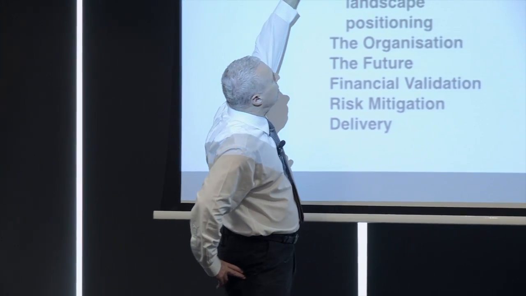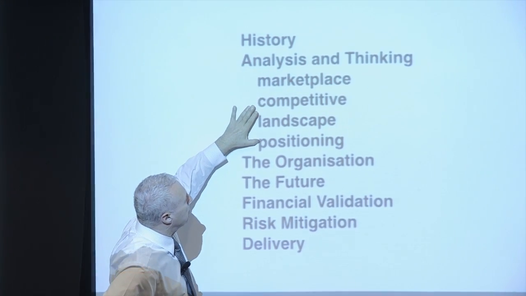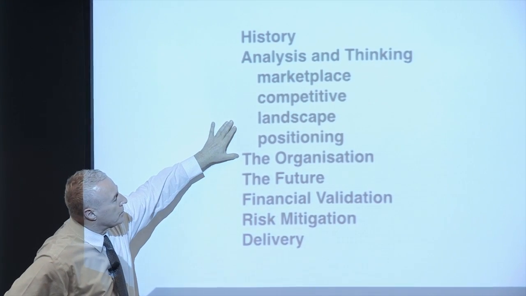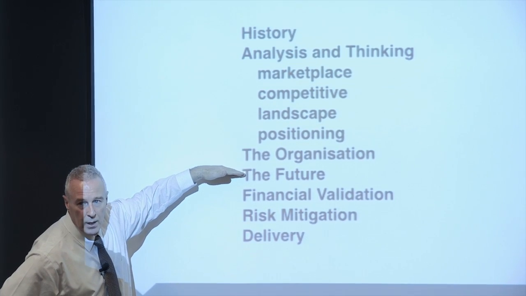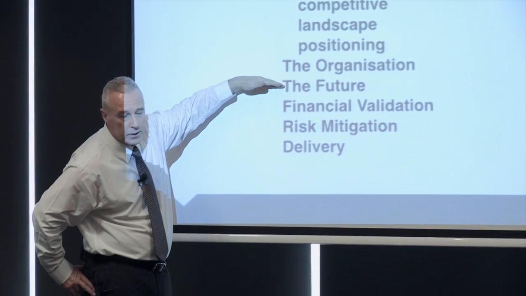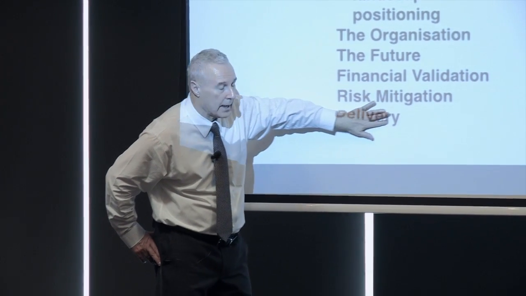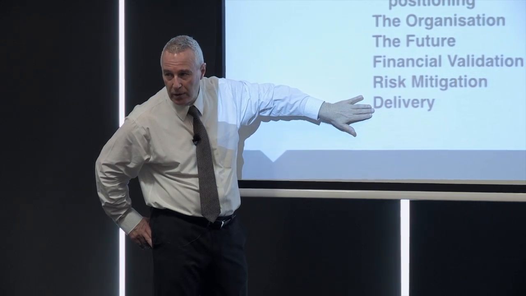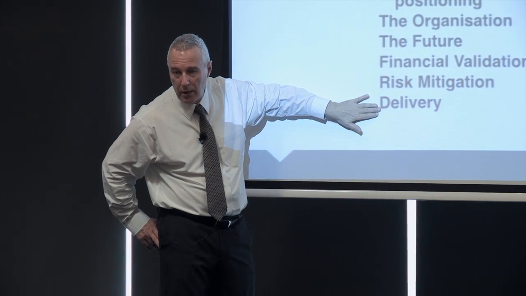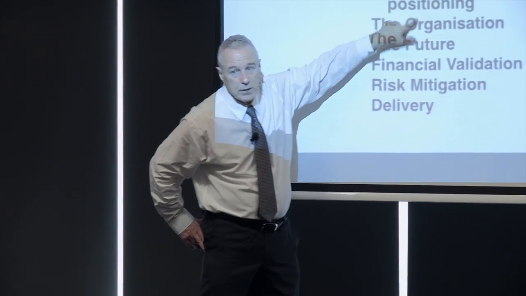7 steps: history, analysis and thinking, which is about the market, the competitive landscape, positioning, making sure I've got the organisation to deliver it, making sure I actually pause and think about the future to see it's going to have some robustness, it's going to give me the direction I need, check the sums, check the risk, and work out how I'm actually going to make it happen. If I don't do this, I have no strategy. It is about ultimately delivery. So until I've worked out that, none of this is complete.